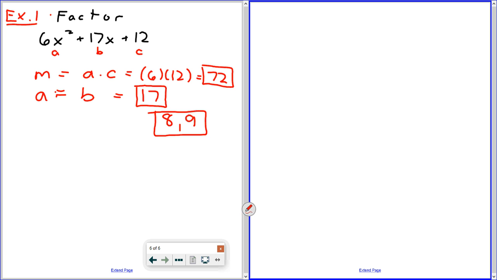Now it's the same way. What did we do with the 8 and the 9 before? So what it is, instead of just using c this time for m, it's going to be a times c always. Whatever's in front of the x squared, times the whole last number. We'll do another one after. That's all you do, it's just front and last, I suppose. Okay, go ahead.